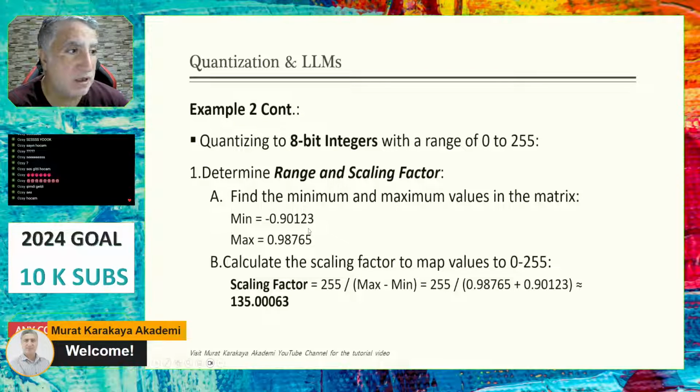Range means what is the minimum number and what is the maximum number, and scaling factor means that we need to find a multiplier for all the numbers such that after being multiplied by that scaling factor, they will be between 0 and 255. Therefore, we do very simple mathematics like that, and we can calculate 135 as a scaling factor.